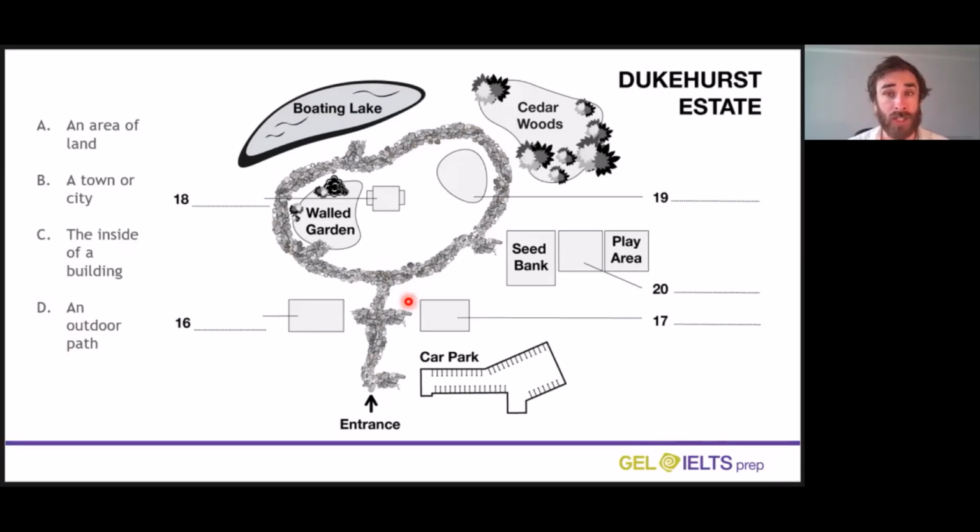So the title is Dukehurst Estate. We have a boating lake. We have cedar woods, we have a walled garden, a seed bank, a play area, a car park, and an entrance. So using this information, what other locations would we expect to hear in this type of question? Look at the next question below this video, and can you choose 4 options that you would expect for this map out of restaurant, bank, forest, information centre, computer centre, cafe, and construction site? Choose 4 options.